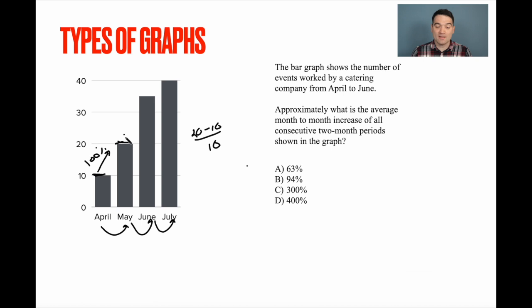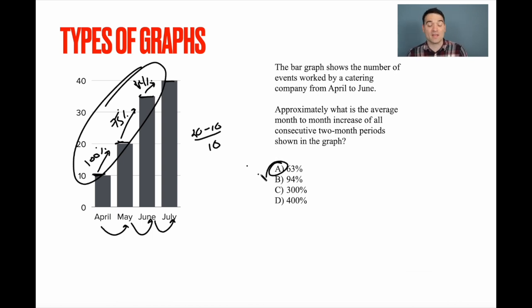Then I go from 20 up to 35. Well, if I do my calculation there, that is a 75% increase. And then if I go from June to July, that's 35 to 40 approximately, right? That is, I think it was 14%-ish. Double check that on your calculator, but 14%. And when I average these 3 numbers together, I don't even need to really do the math, but I can look at this and know that it is 63%.